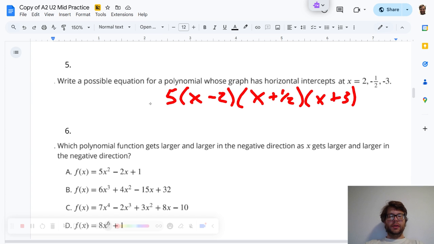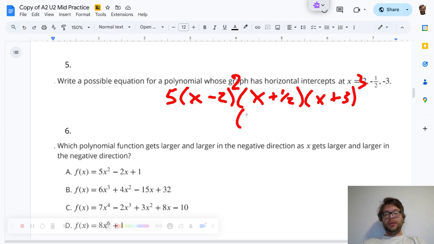Here's another one that works. Put a 5 in front. Here's another one that works. Put a squared right there, put a cubed over here. Those all still have x-intercepts at those same places. They said horizontal intercept in this question. It's an x-intercept. It's the same thing.